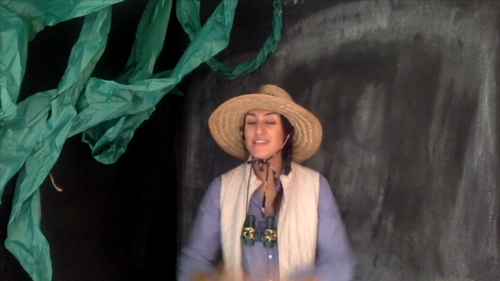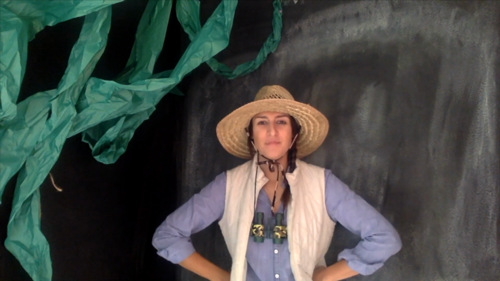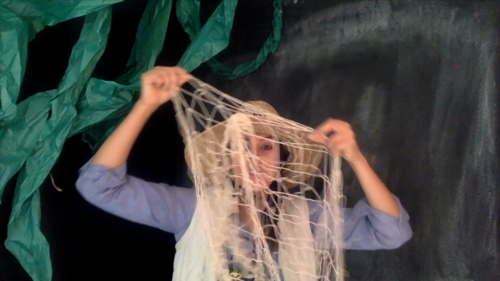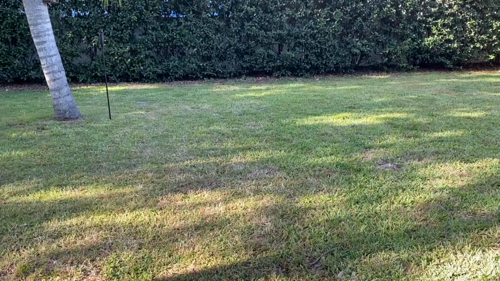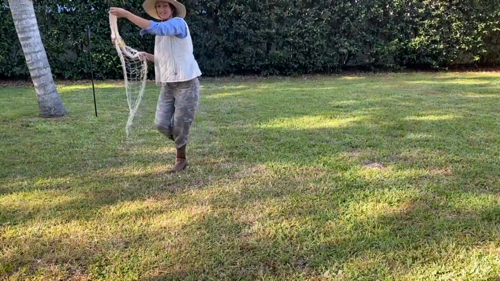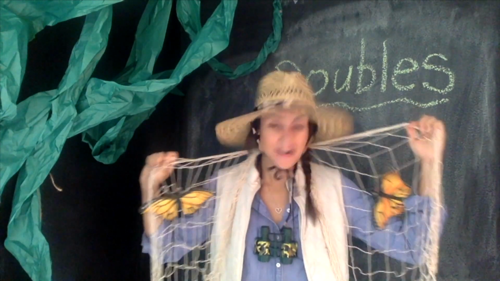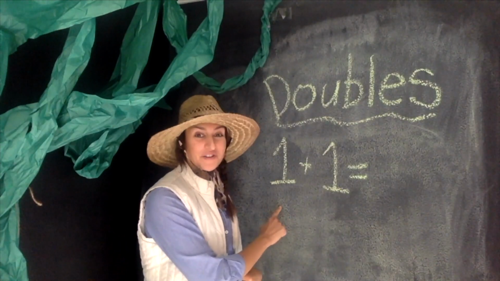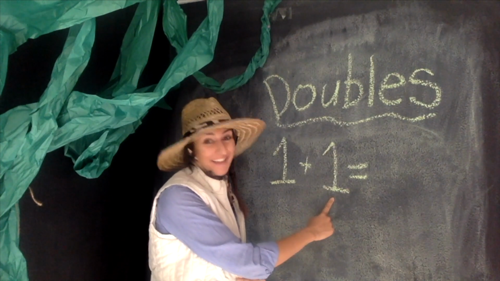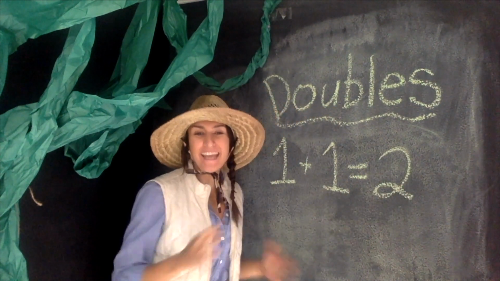Let's do another example. But I need something to add together. I need a double of something. Oh, I know. I'm going to use my handy dandy butterfly net. Let's go. I caught one butterfly over here and one butterfly over here. Let's write it as a number sentence. 1 butterfly plus 1 butterfly equals, yes, 2 butterflies in all.